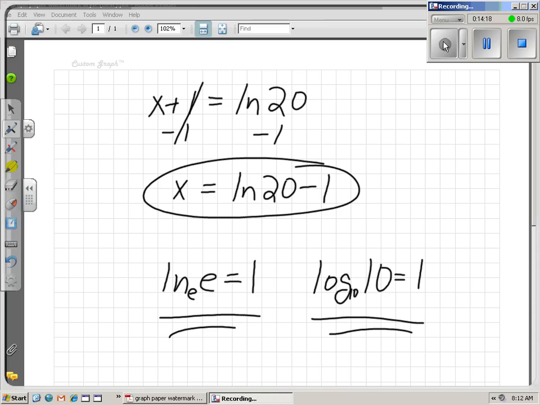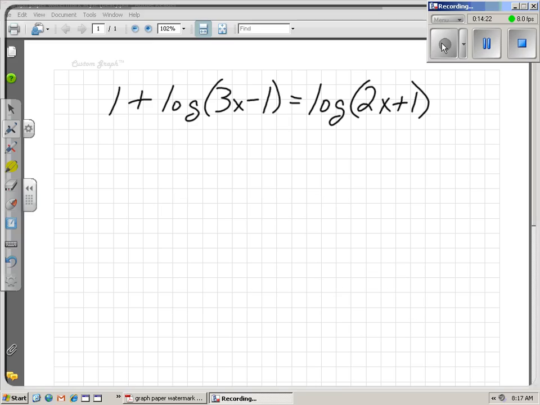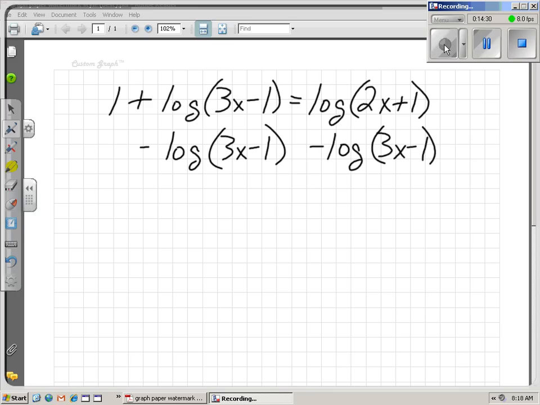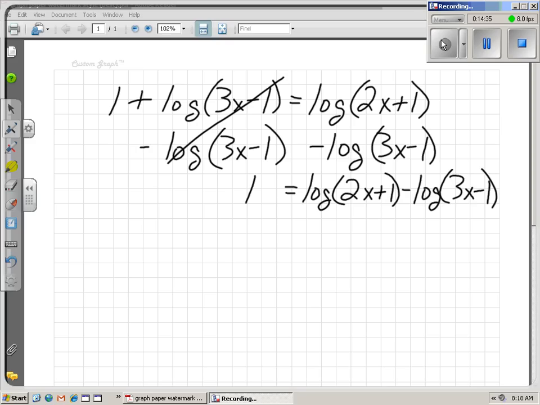Okay, one more I'm going to try and do real quick is, what if you see this right here where they have some logs mixed in? Well, let's try and get our logs on one side of the equation. It's the same thing as trying to get your x's on one side of the equation. All right, now remember your log properties. We're going to change subtraction to division.